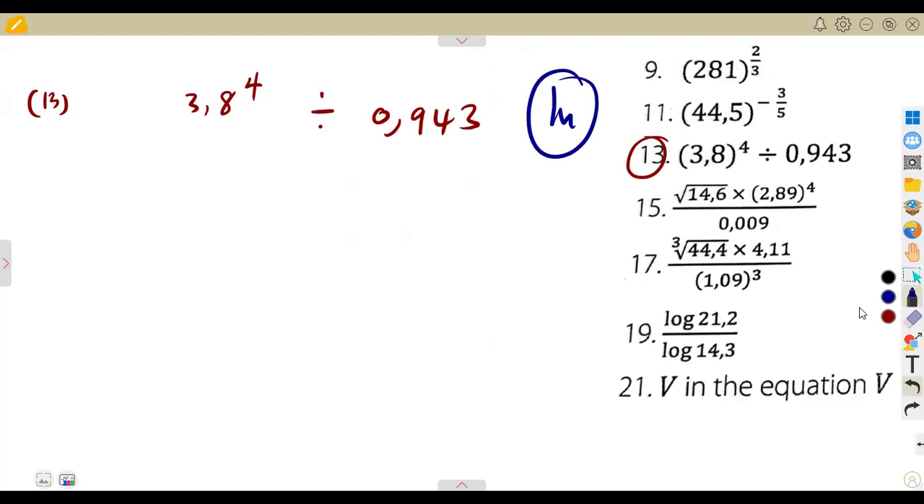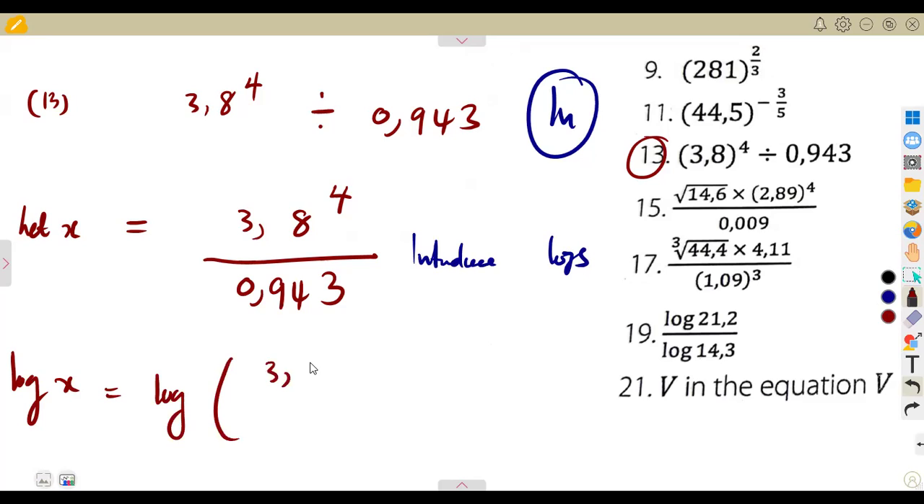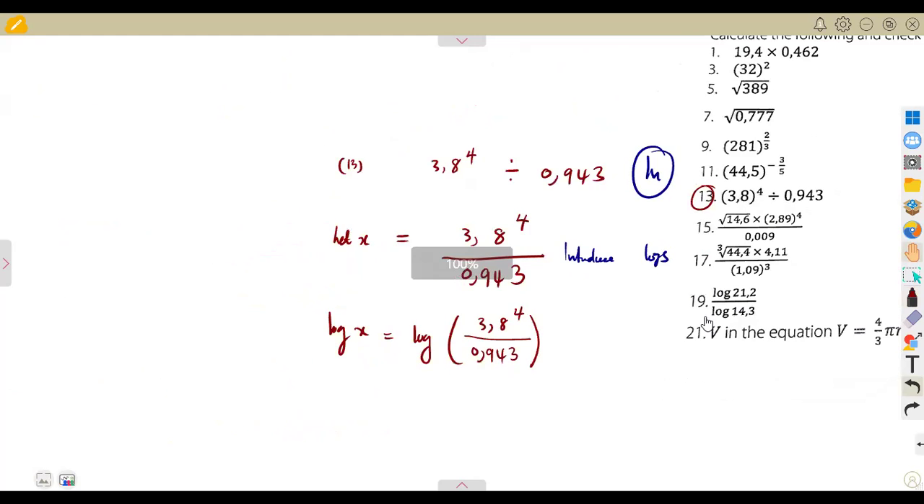We are dividing here. So this expression is written as 3,8 to the exponent of 4 over 0,943. It's a division. So we can let x be equal to this. By letting x, we can introduce the logarithms on both sides. So introduce logs in this case. If you introduce a log, it means we are going to have the logarithm of x equal to the logarithm of what is on the right-hand side, which is 3,8 to the exponent of 4, everything over 0,943, like this. So the question is, how are we going to simplify from this case?